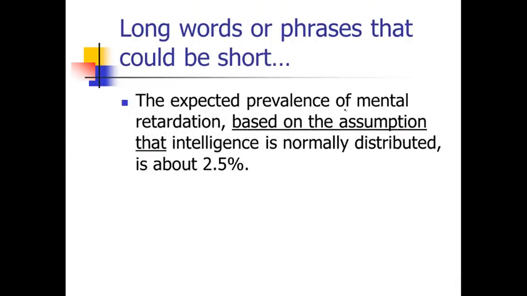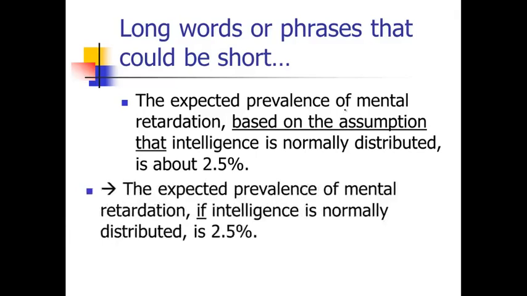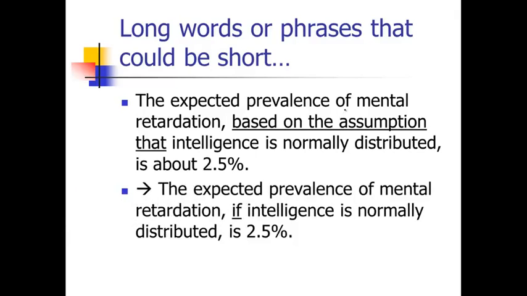So here's an example of a sentence that's got a wordy phrase in it. The expected prevalence of mental retardation based on the assumption that intelligence is normally distributed is about 2.5%. So based on the assumption that, what's a short way to say that? Well, how about just if: the expected prevalence of mental retardation, if intelligence is normally distributed, is 2.5%.